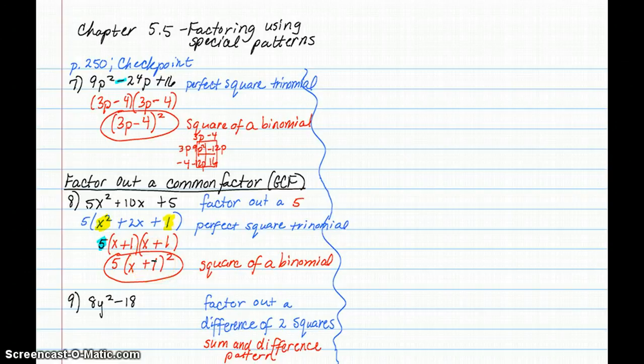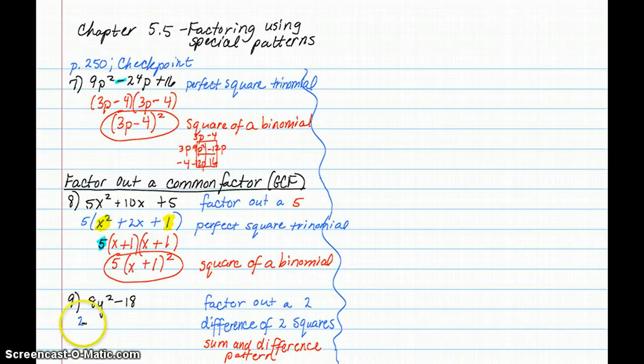This next one is a binomial. So immediately, if you're thinking of anything, it would be a difference of two squares. But 8 is not a perfect square, nor is 18. But before we say it's not a difference of two squares, we want to see if we can factor something out. So 8 and 18 have 2 in common. So we are going to factor out a 2.